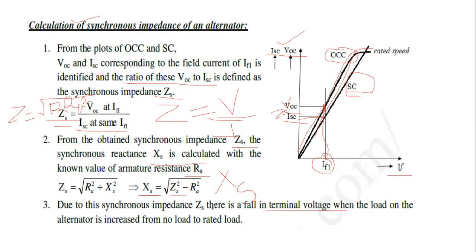Due to the synchronous impedance ZS, there is a fall in the terminal voltage when the load on the alternator increases from no load to full load. If the load on the alternator increases from no load to full load, then this value will increase. Clear?